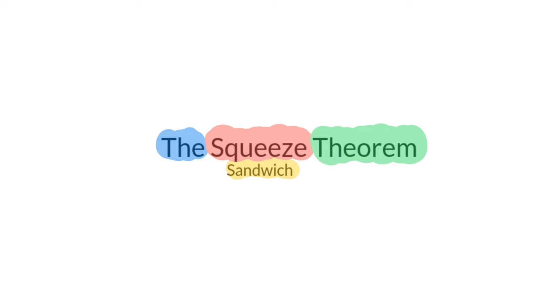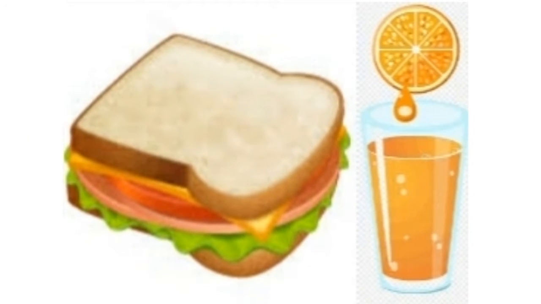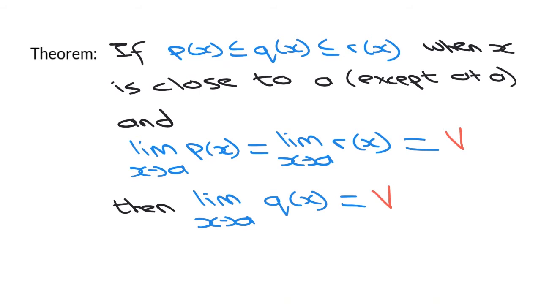Now, if you think of the words squeeze and sandwich, you might perhaps think that you have to make your own sandwich here or squeeze your own orange juice in order to understand this theorem or to know what it's all about. But I think after this video, you will see that it's actually quite easier than making your own sandwich and squeezing your own orange juice, although that might seem quite easy. What does the theorem tell us?